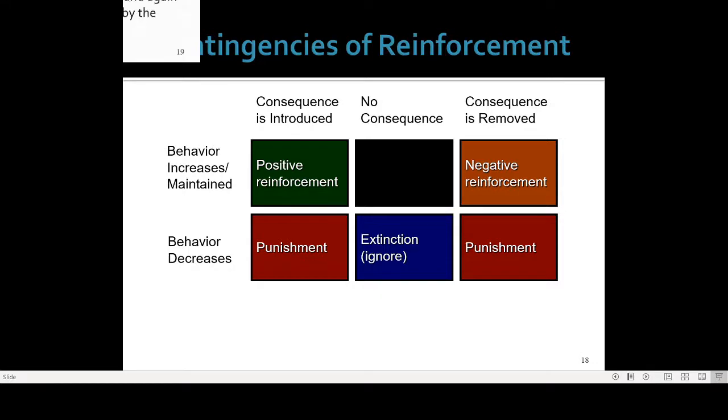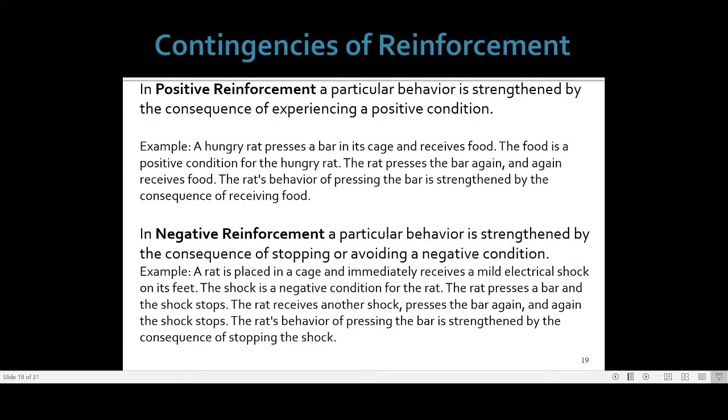So, behavior modification. Now positive reinforcement is a particular behavior strengthened by the consequence of experiencing a positive condition. Let me give you a couple of examples using a hungry rat. Let's say we created a small experiment using a cage with a bar, like a paddle. You put a hungry rat into this cage, and he has to press a bar.